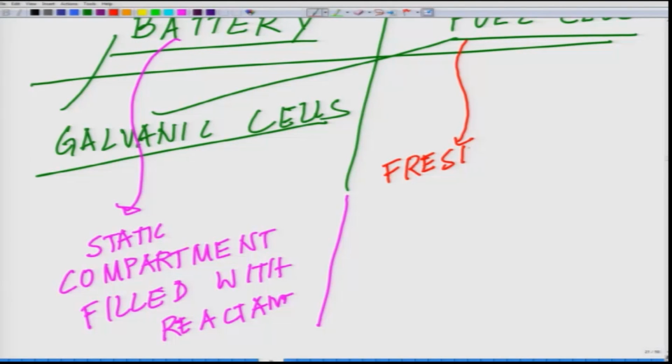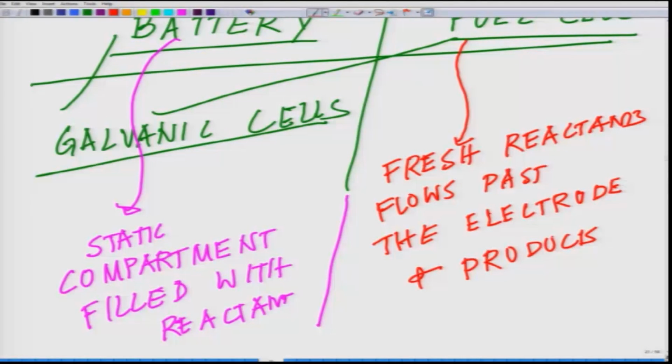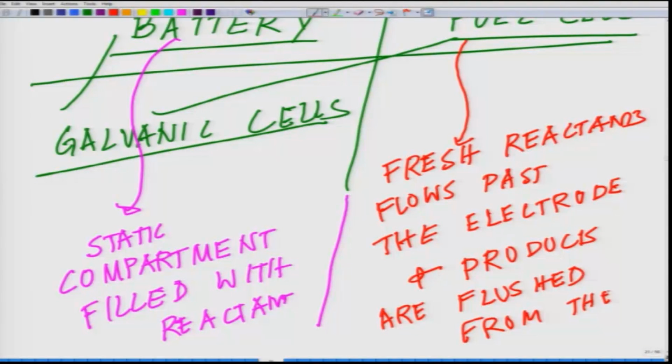So, you are continuously supplying fresh reactants that flow past the electrode and products are continuously flushed from the cell. So, keep this in mind, these are two very important applications.